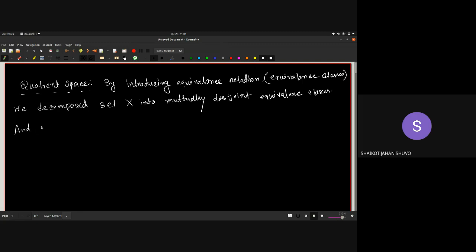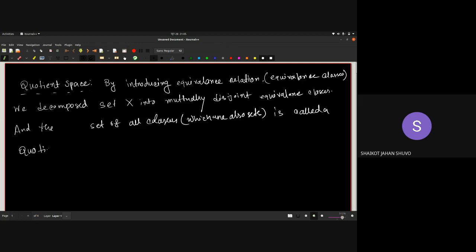And the set, let me put this in a bracket because you should remember that the equivalence classes are also sets. And the set of all classes, which are sets, is called a quotient space. This is the formal definition.